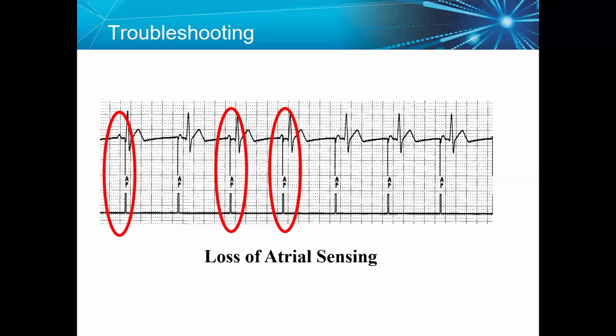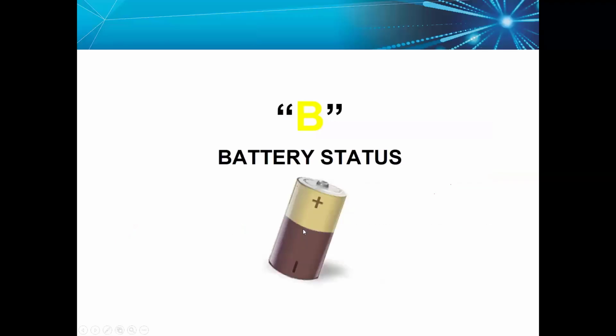Okay, loss of atrial sensing and loss of capture. The loss of atrial sensing is because of undersensing of the P wave, and the loss of capture is because the atrial pace occurred in the absolute refractory period of the atrium. After that, when it became not refractory, it paced and captured. So it is only loss of atrial sensing.